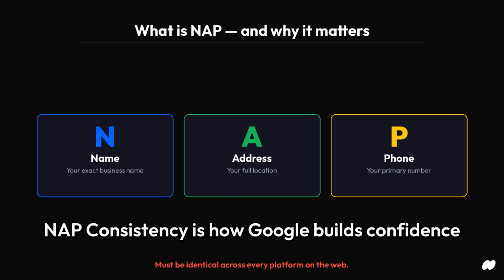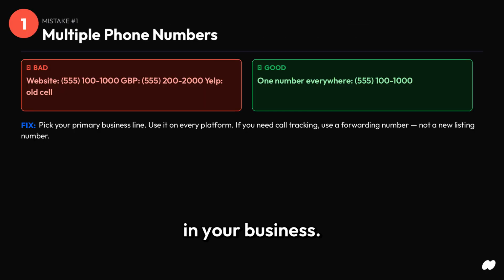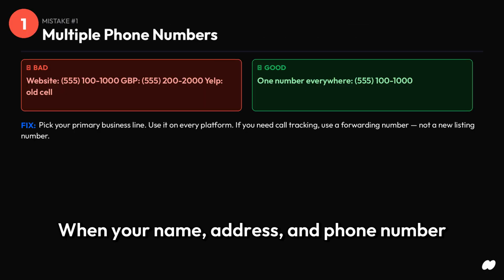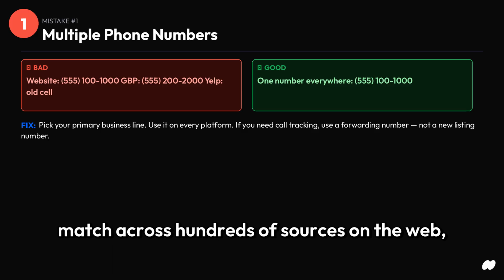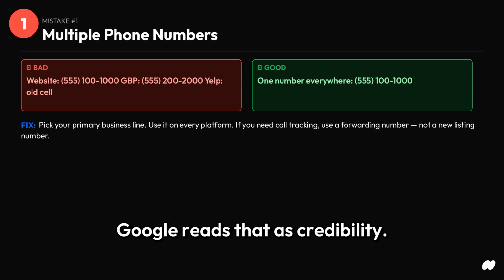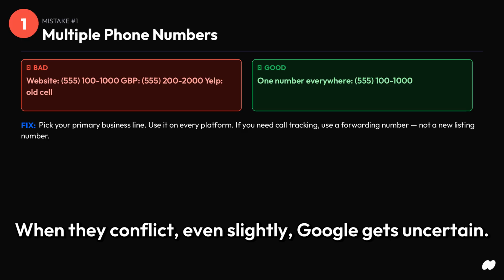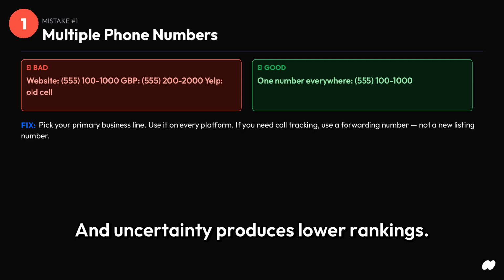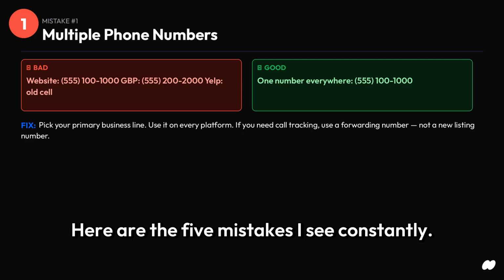NAP consistency is how Google builds confidence in your business. When your name, address, and phone number match across hundreds of sources on the web, Google reads that as credibility. When they conflict, even slightly, Google gets uncertain. And uncertainty produces lower rankings. Here are the 5 mistakes I see constantly.